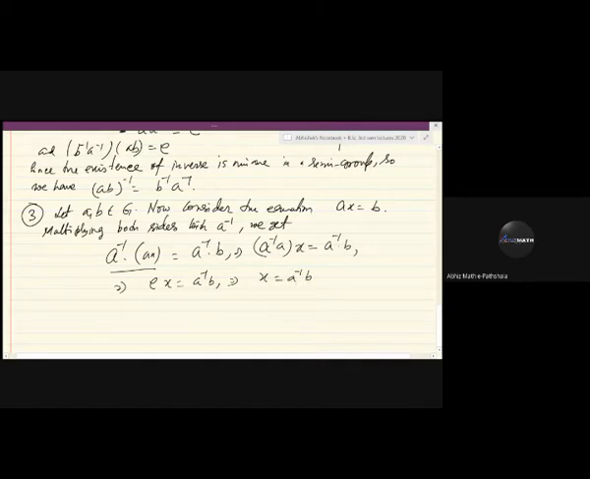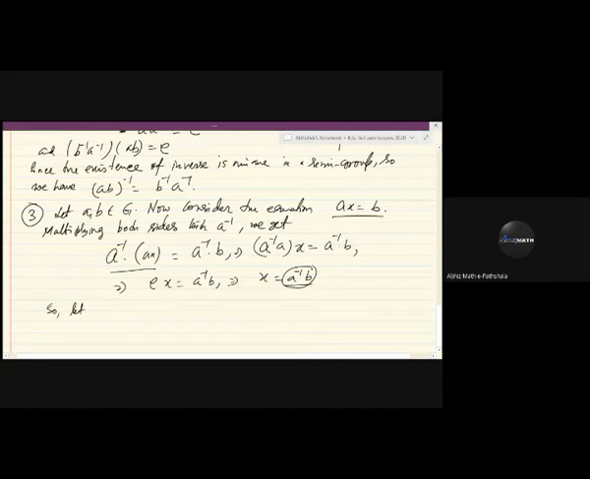So you have found some solution of this equation. Now you need to check whether this solution is unique or not. That is, this equation has exactly one solution, which is A inverse B. Okay. So what would be the move?